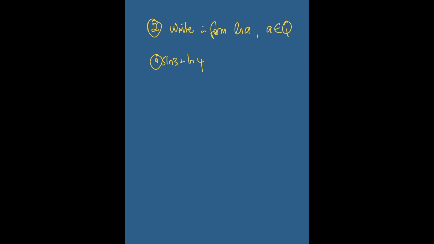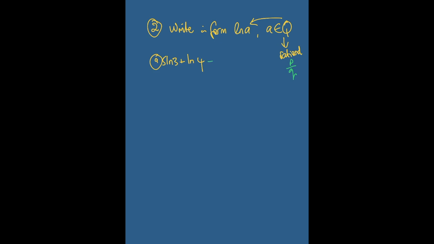Question 2 is asking you to express things in the form of a natural log of 1 rational number. This means rational numbers, and remember that rational numbers are the set of numbers that can be expressed as a fraction, as opposed to irrational numbers.